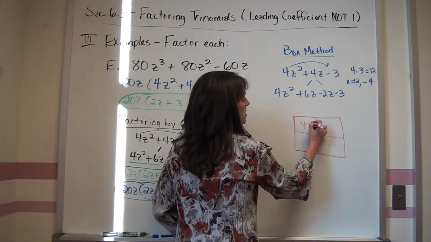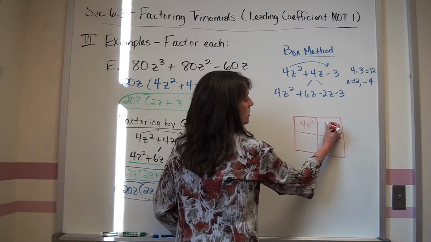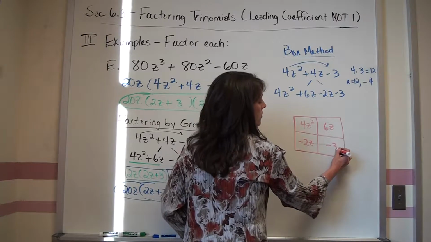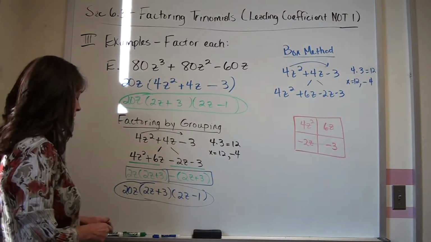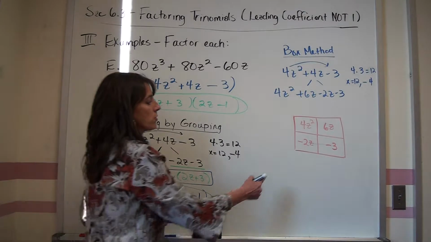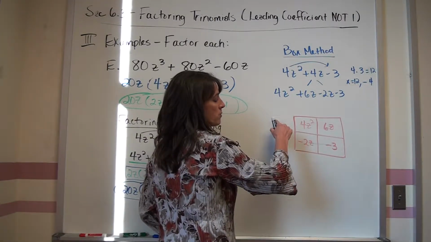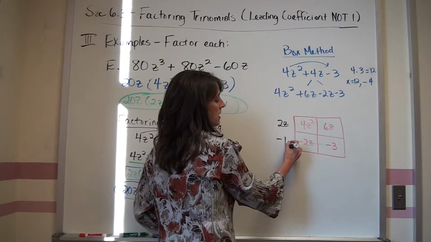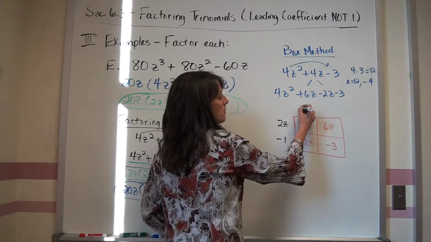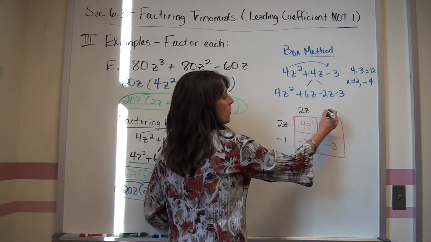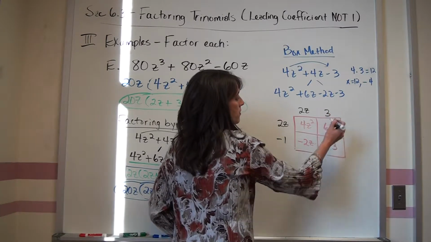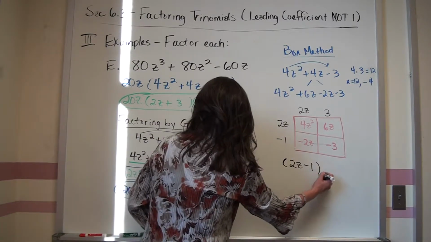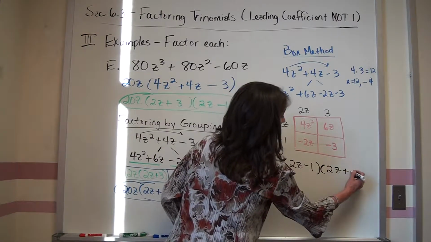So that my 4z squared goes up in the upper left, bigger term goes up here in the upper right, negative 2z goes in the lower left, and a negative 3 in the lower right corner, I'm sorry. Now I'm going to factor across this row, and I'm going to factor out a 2z. Across this row, I'm going to factor out a negative 1. Up this column, I'm going to factor out a 2z, and up this row, I'm going to factor out a positive 3. So that I end up with a 2z minus 1 and a 2z plus 3.